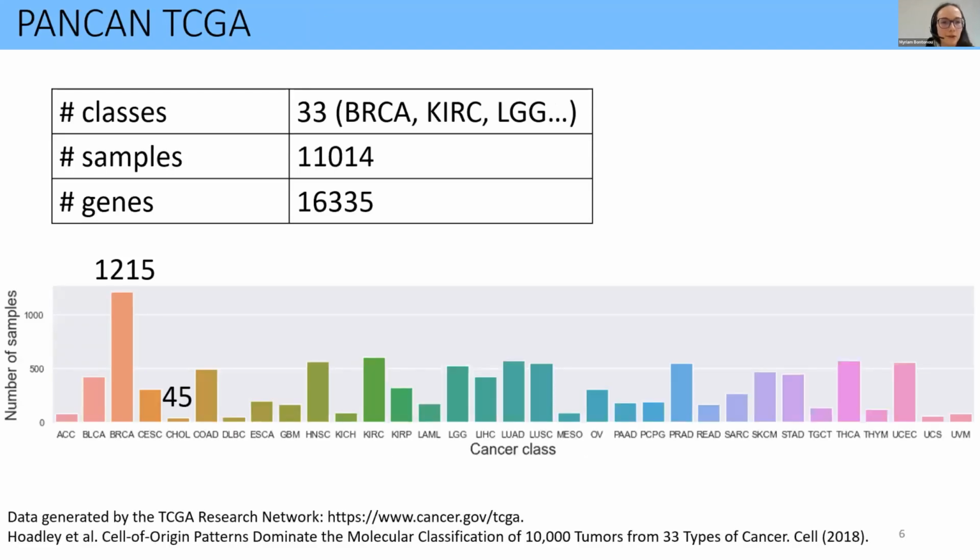For the data set, in more detail, we have 33 classes, a lot of samples, and a lot of genes. The genes are the features. And we want to find the classes, so the cancer types, from the gene expression. Our data set is a bit imbalanced. We have classes with 45 examples and other classes with 1,000 examples. But we will proceed as if it was not so unbalanced.